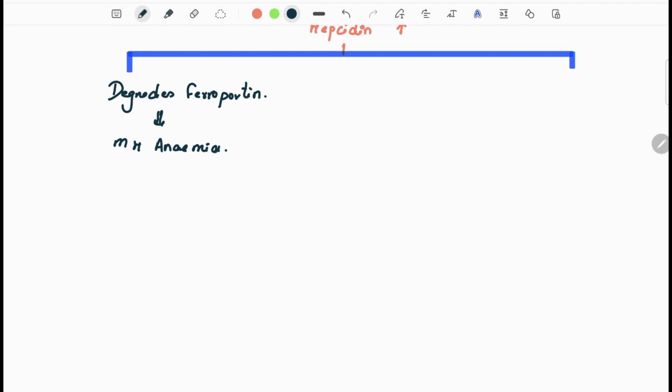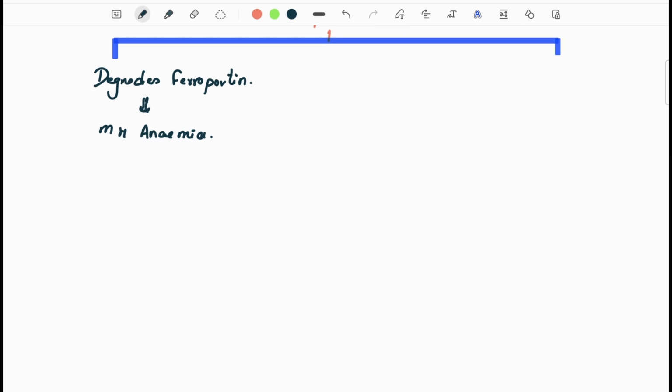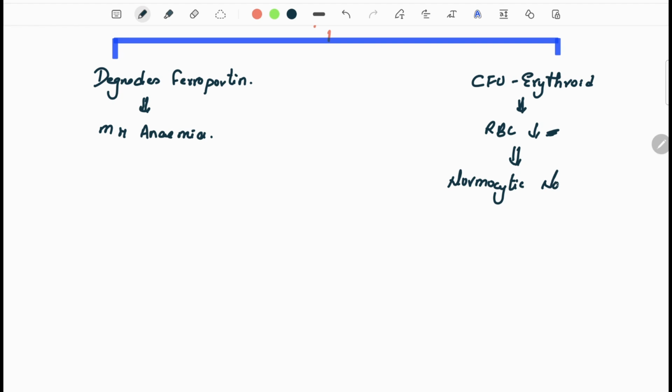And the second one is CFU erythroid. The second pathway is that hepcidin will affect the colony forming unit erythroid, because of which RBC decreases, but there is no change in the shape of the RBC. So, it will be normocytic normochromic anemia. Okay. So, these are the things that you should remember.